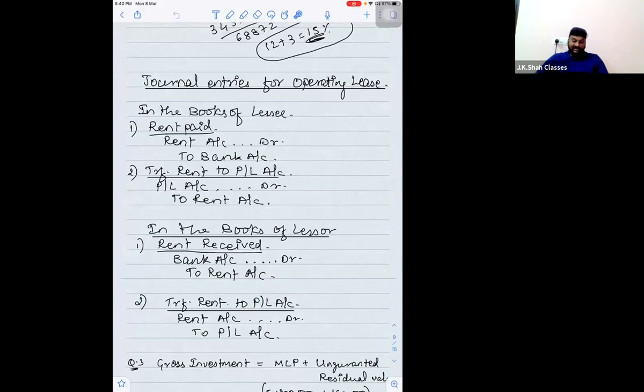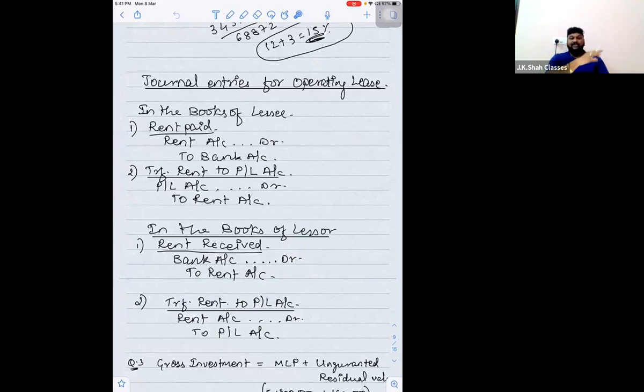Correct. Then in the books of the lessor, sir, it's an income. So rent received: bank account debit to rent. And then it will be transferred to the profit and loss account at the time of making final accounts. So the transfer into P&L: rent account debit to P&L. So rent technically goes to the credit side of the P&L account. These are the basic journal entries that have to be passed in case of operating lease. No other entries will come.